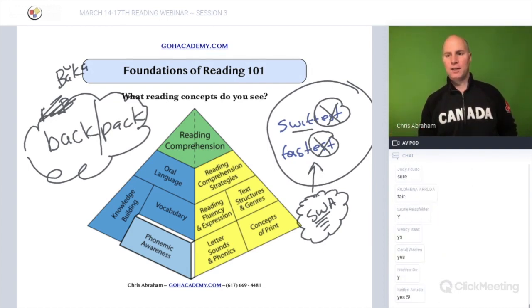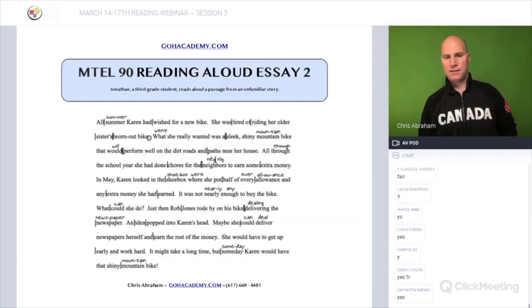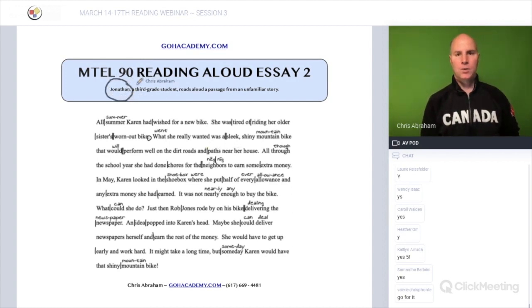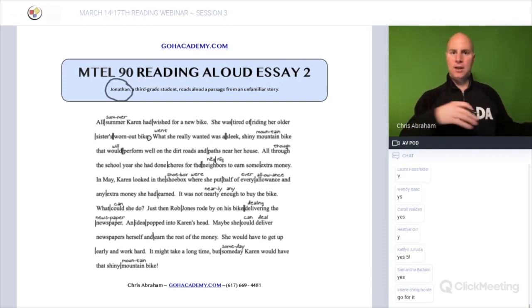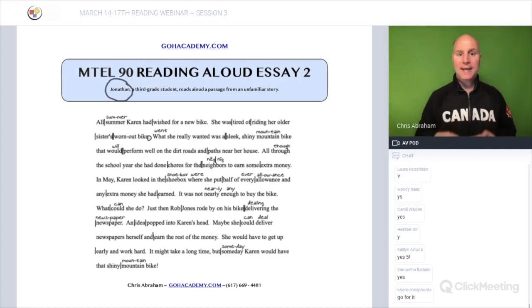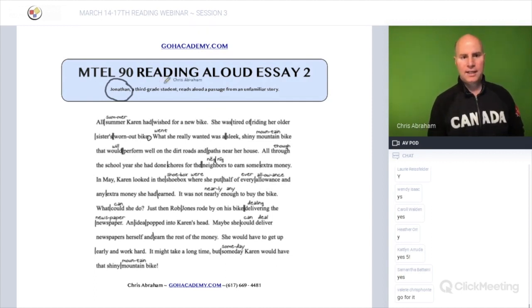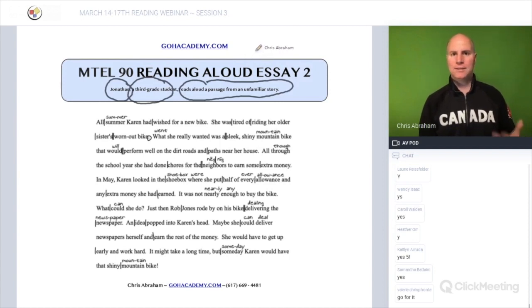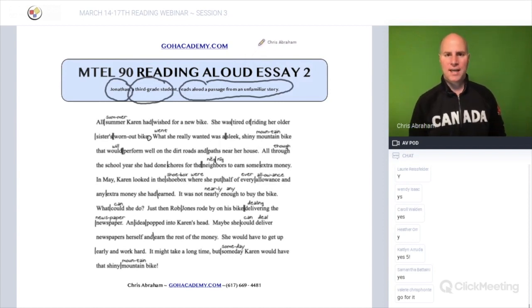Fair. All right. Everyone, jump to the end. Jump to the end. To this one right here. And the name of this at the end of your packet is Jonathan. We're talking about structural word analysis and those four ideas. Jonathan is a case study for the word identification. And again, Jonathan, let's highlight this, is a third grader. Highlight that. And he's reading aloud a passage from an unfamiliar story. And this is a second case study for the word identification essay.